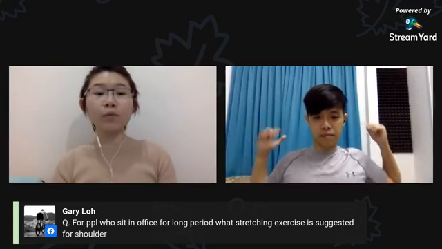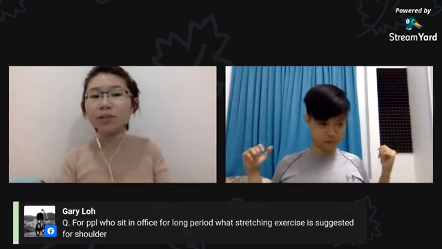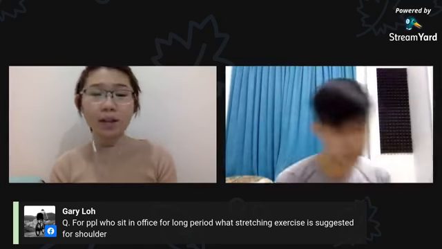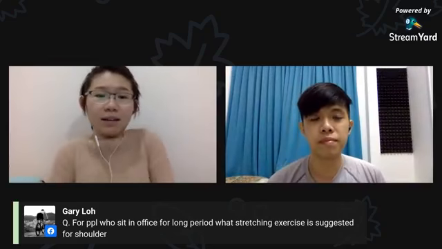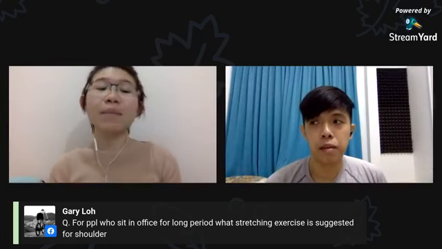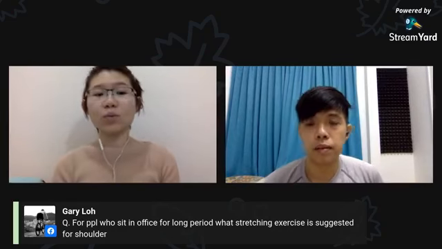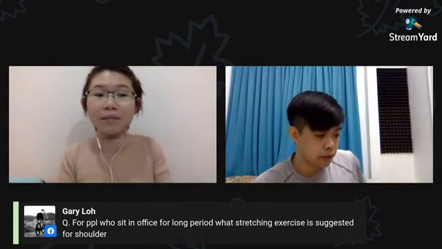So every 1 or 2 hours, just do this exercise. There's no need to lie down on the mat, it's very difficult. So just do the neck stretches to the side and lift. There are many other exercises you can do, but these are the two simple ones.